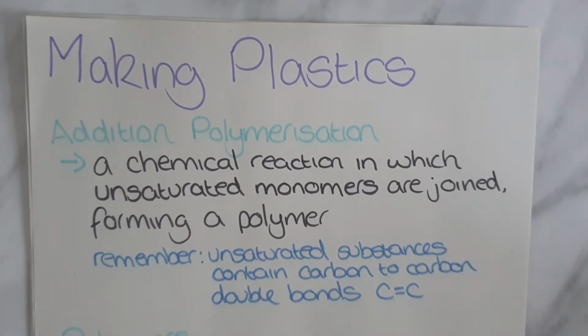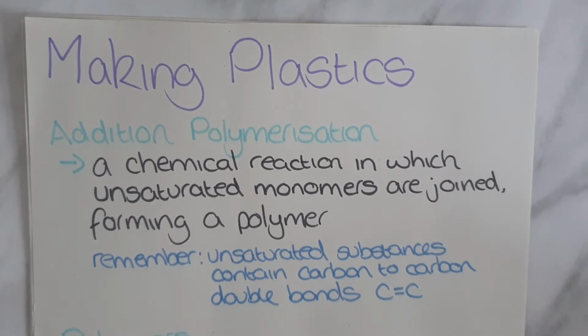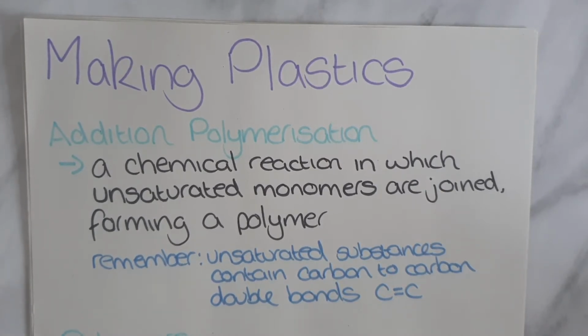This video is going to cover the plastics topic in Unit 3 National 5 Chemistry. So if we take a few definitions to start with, you need to be aware of addition polymerisation. This is the chemical reaction in which unsaturated monomers are joined, forming a polymer. Remember from Unit 2 that unsaturated substances are those which contain carbon-to-carbon double bonds, so represented with the diagram shown.